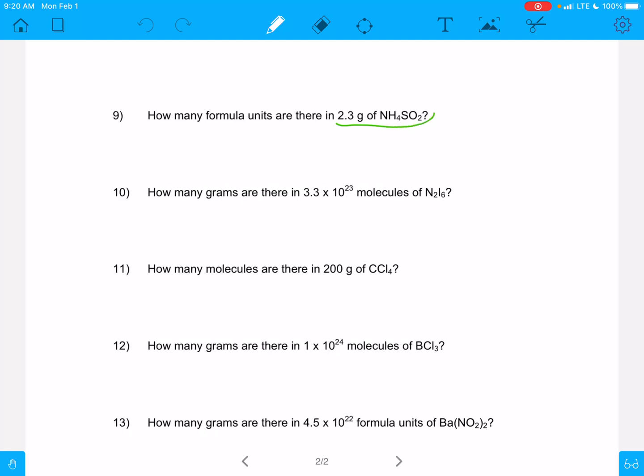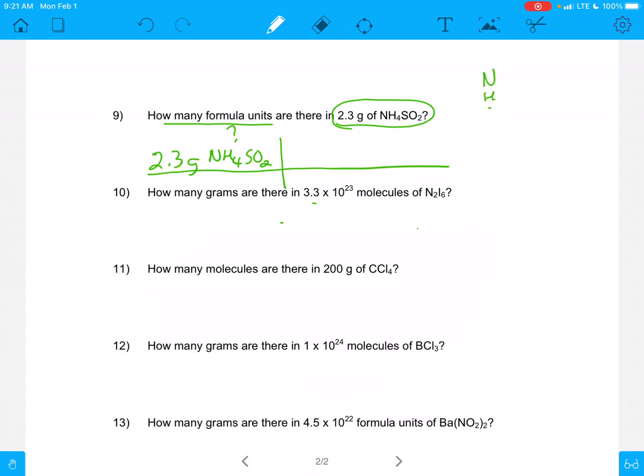We've got 2.3 grams of ammonium sulfite, and let's see, how many formula units? So I need formula units on this side. So let's set it up. We've got 2.3 grams of NH4SO2. And I want to get into formula units, okay? So let's see, I know that I need to get into molar mass first of all. So let's see, what do we know about this? This is going to be, there's some N, there's some H, there's some S, and there's some O. Let's see, there's 1 nitrogen and it's 14.